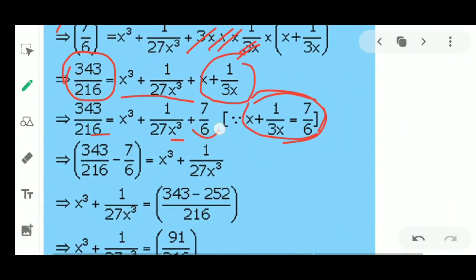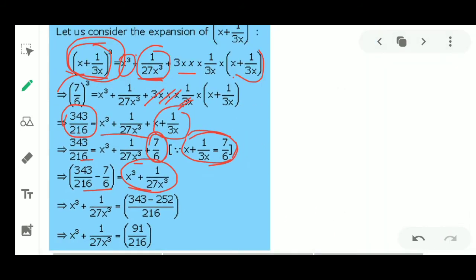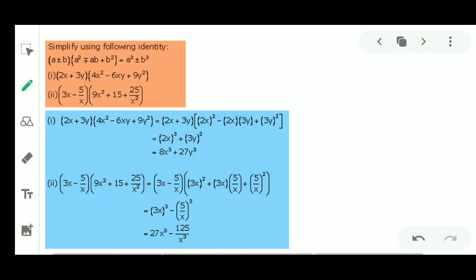Now bring 7 by 6 to the left side, that will be 343 by 216 minus 7 by 6 equals x cube plus 1 by 27x cube. So x cube plus 1 by 27x cube will be 343 minus 252 over 216, that is 91 by 216. Clear?